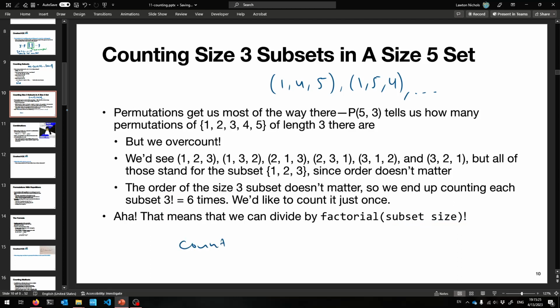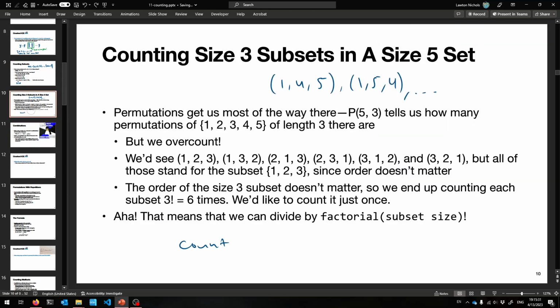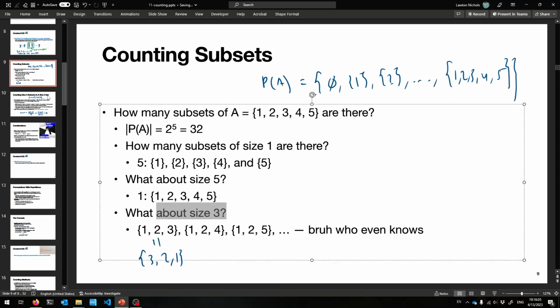So the final count: how many size 3 subsets are there of a size 5 set? The answer is, first, figure out the number of permutations of length 3 of a size 5 set, and then divide by how many times you're overcounting each element. It's 3 factorial times. So everything's going to appear out of order that many times. We just want to count 1 for each of those 6. So divide by 6. That comes to 5 times 4 times 3, which is P(5,3), over 3 factorial, which is 3 times 2 times 1. So the 3's cancel, and that's equal to 20 over 2, so 10. There are 10 different subsets of size 3, and that's how you think about it.